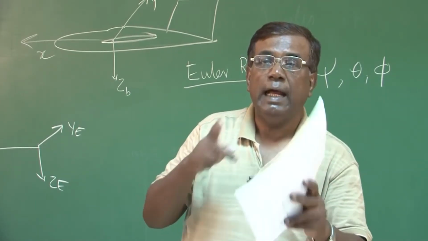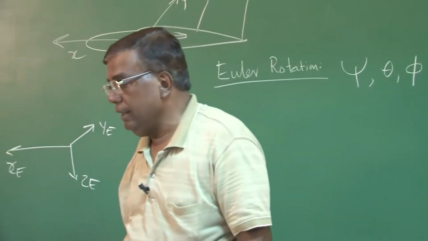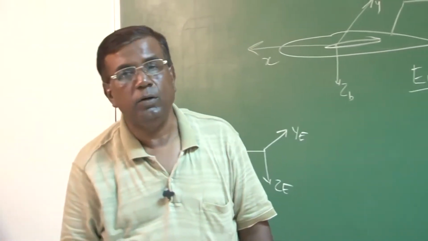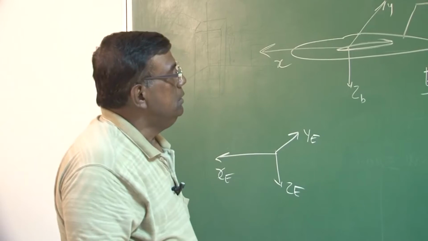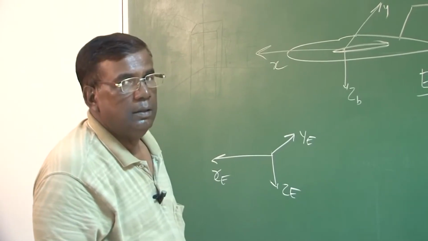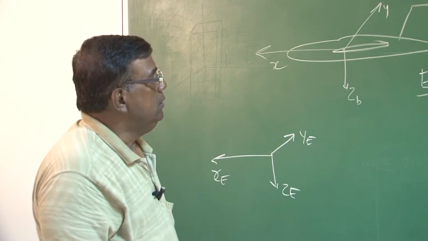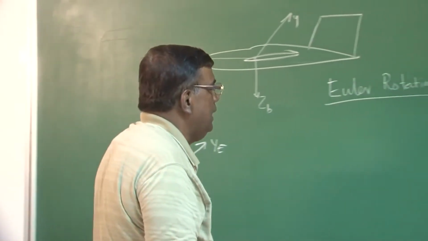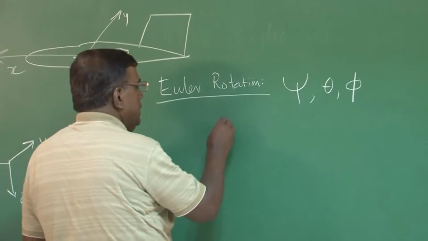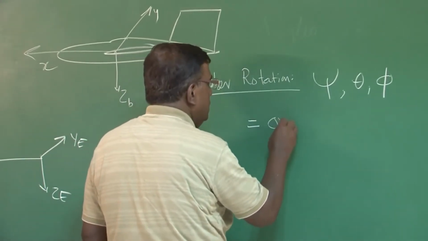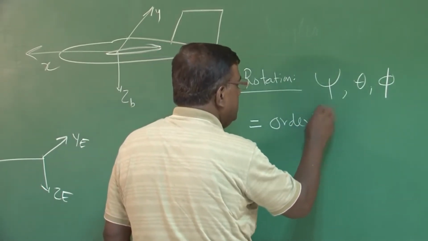So that is to be kept in mind, and this has been covered in my last module also, the course on static and dynamic stability. So please remember this, that psi, theta, phi has a particular order. The order is fixed.